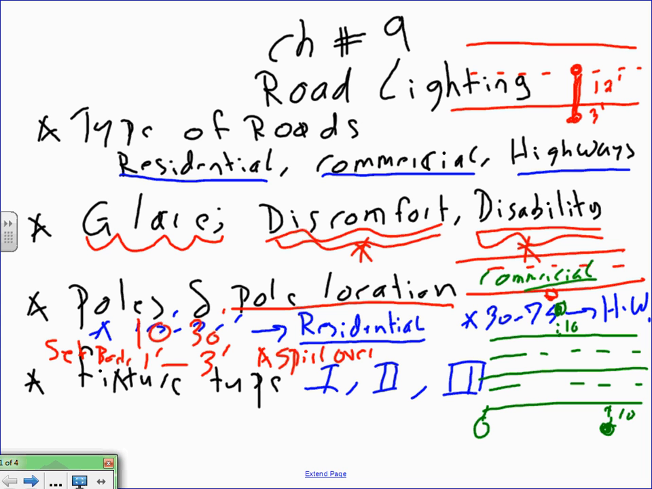Highways, the major part is glare. You don't want to disable the vision of people as they're driving down 35W or 94. So that's a major thing. Any questions about the three things: residential, commercial, and highways? Industrial comes somewhere in between with the commercial too. So those are basically the three major divisions you have to deal with.